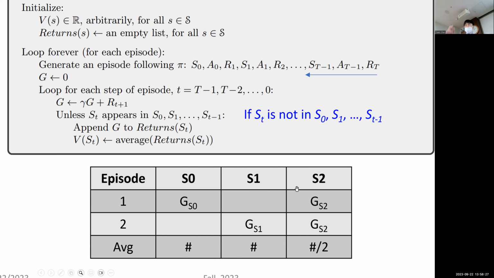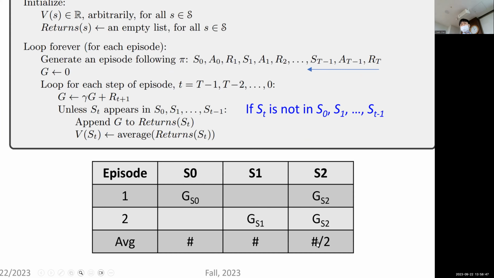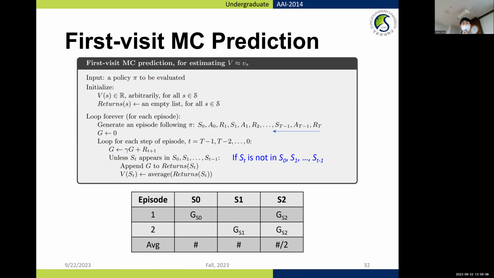So actually, S2 has been visited twice in each episode, but we only count the first visit, right? So now the G of S2 will be appended to this list, and then we do the average. So eventually the state value of a particular state will be the average of the experienced returns. Okay. Still, it's a little bit abstract, right? It's not that clear. Let's look at the example, how it works.